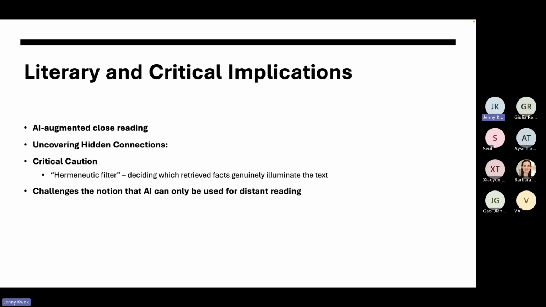It also helps us uncover hidden connections. This is a critical caution that we also came across, the hermeneutic filter. We need to decide which retrieved facts genuinely illuminate the text. There are several times we needed to pass through the data again because the result simply didn't make sense. And then it leads us back to the raw data, and we notice something is going on with the metadata. And this, as I mentioned, also challenges the notion that AI can only be used for distant reading, and it encourages us to think about how we can leverage AI for even better close reading.